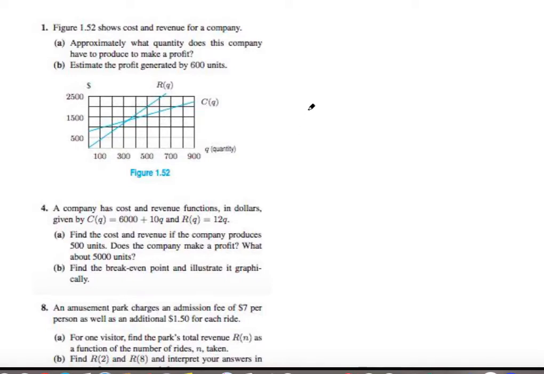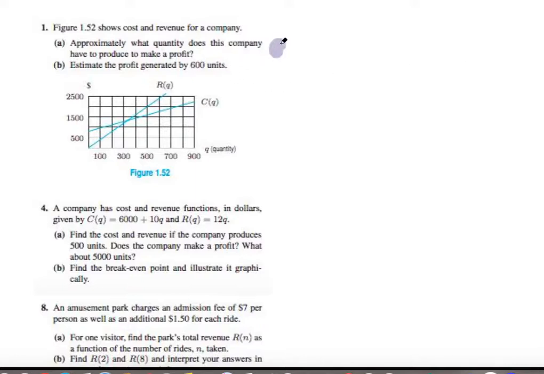Here are the solutions for calculus homework number 17 from the textbook. So number 1 here gives us a graph of cost and revenue for a particular company. A asks us, what quantity does this company have to produce in order to make a profit?